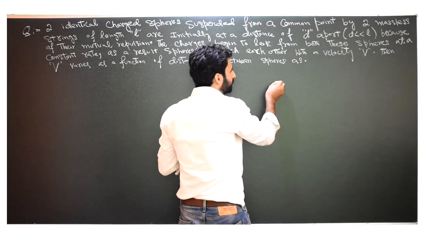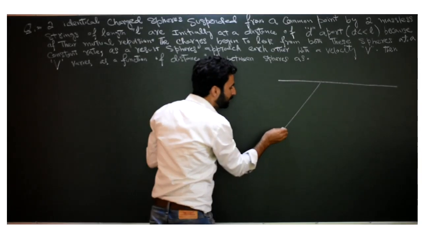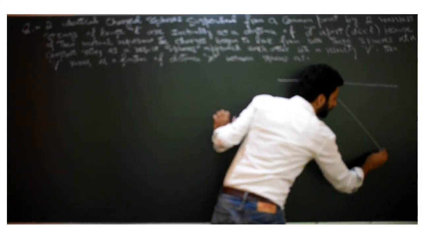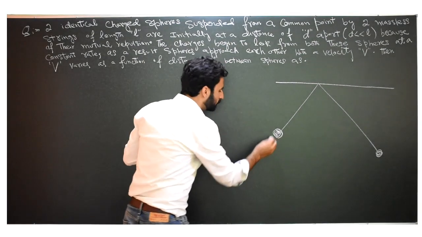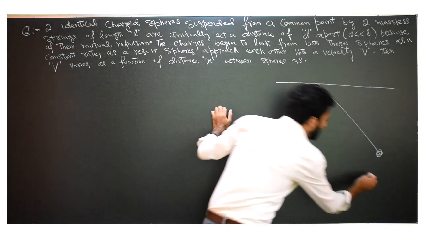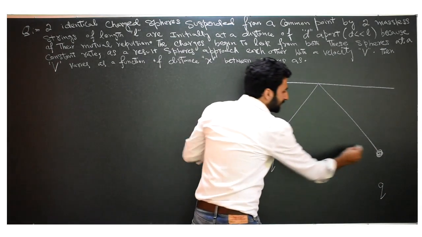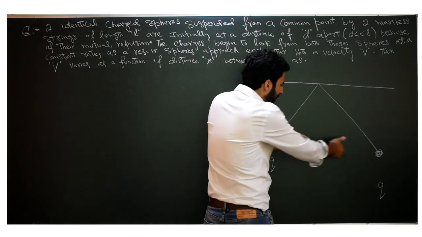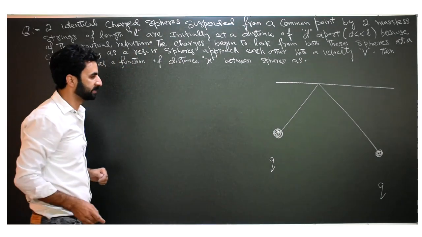So we have a situation like this. Two spheres are suspended from a common point. Let's suppose this is one sphere and this is another sphere. Let us suppose the charge on this sphere is Q, identical charged spheres, so the charge on this sphere is also Q. Because of the mutual repulsion between these two spheres, they are this much apart. Had the spheres been neutral, they would have been at their mean position. But because of repulsion, they are held at this distance.